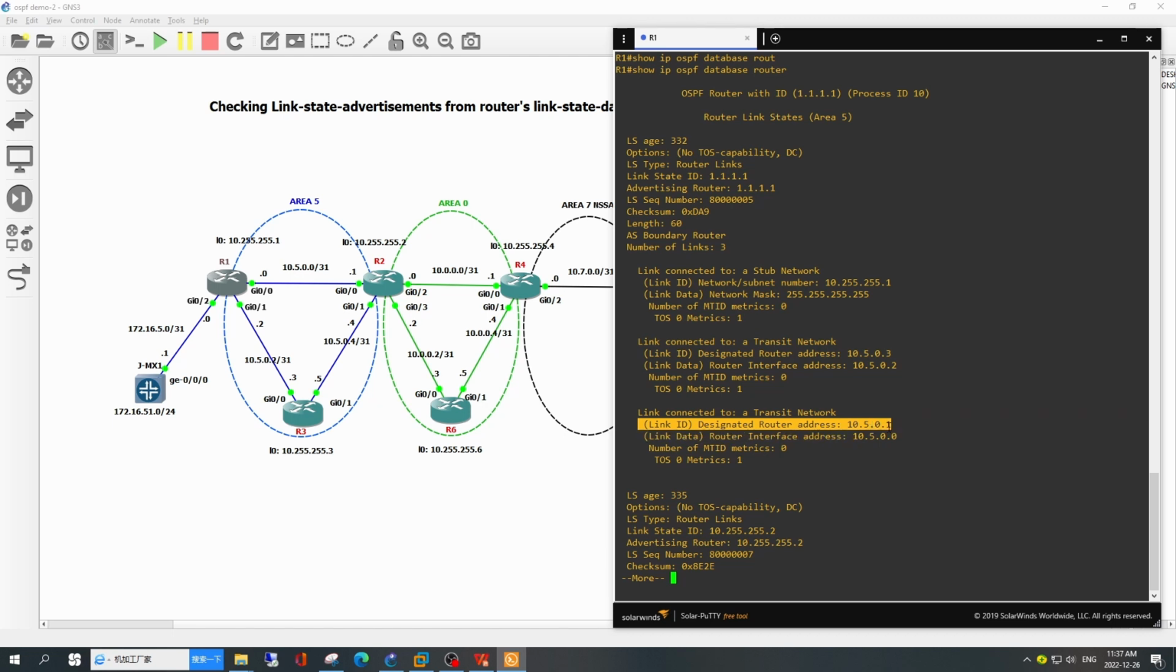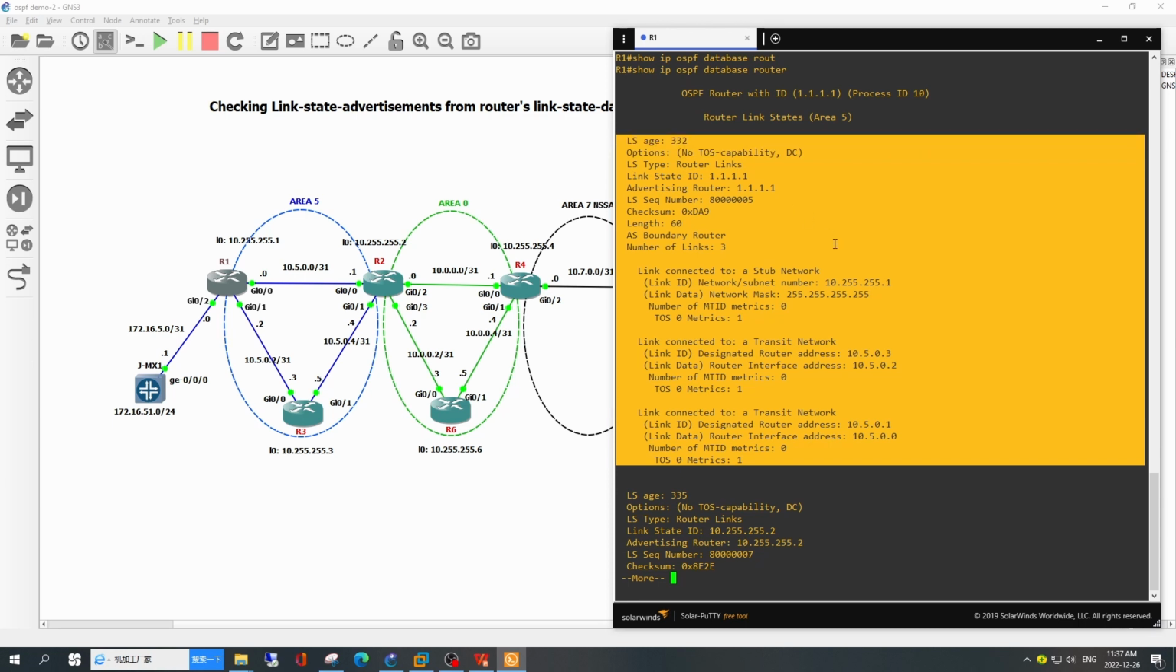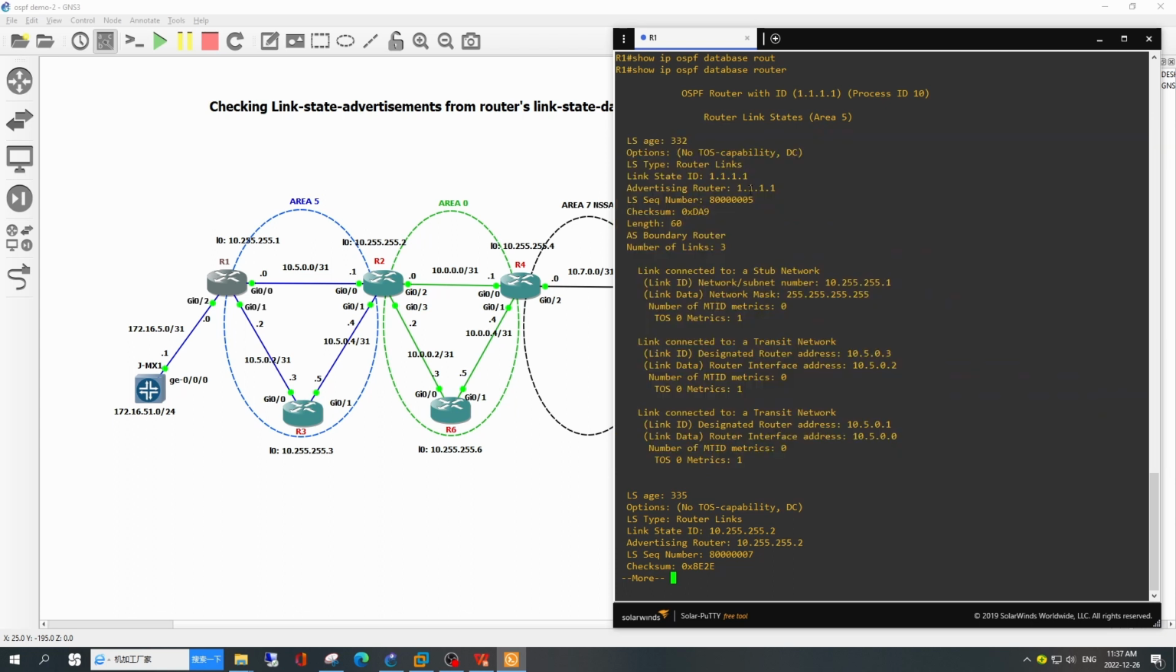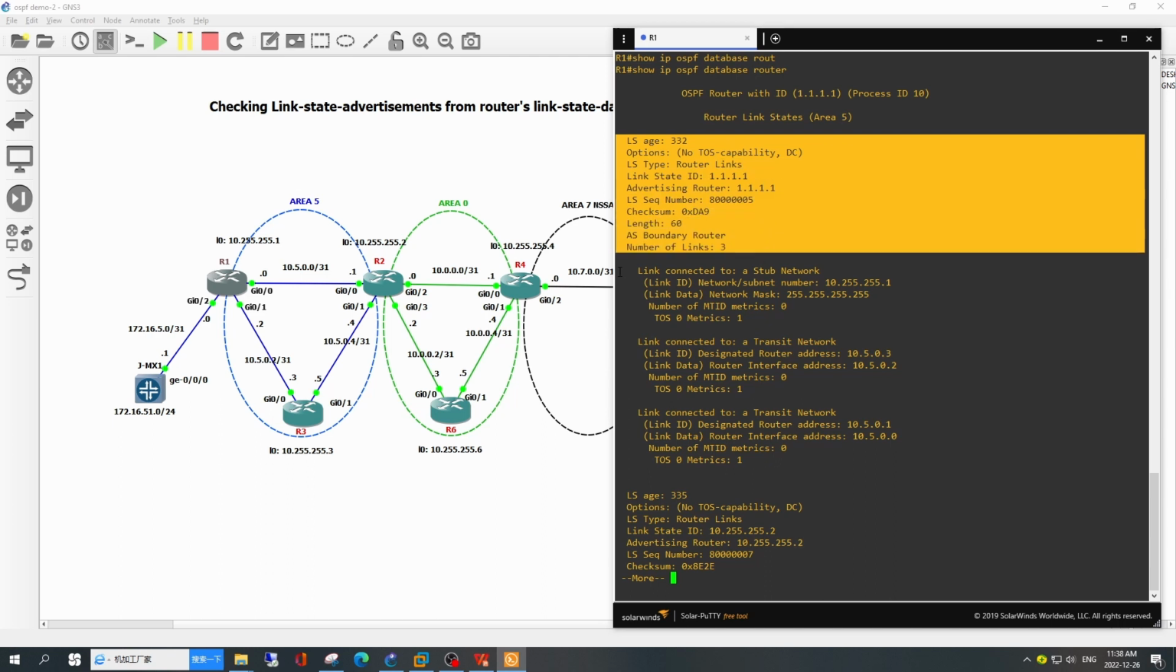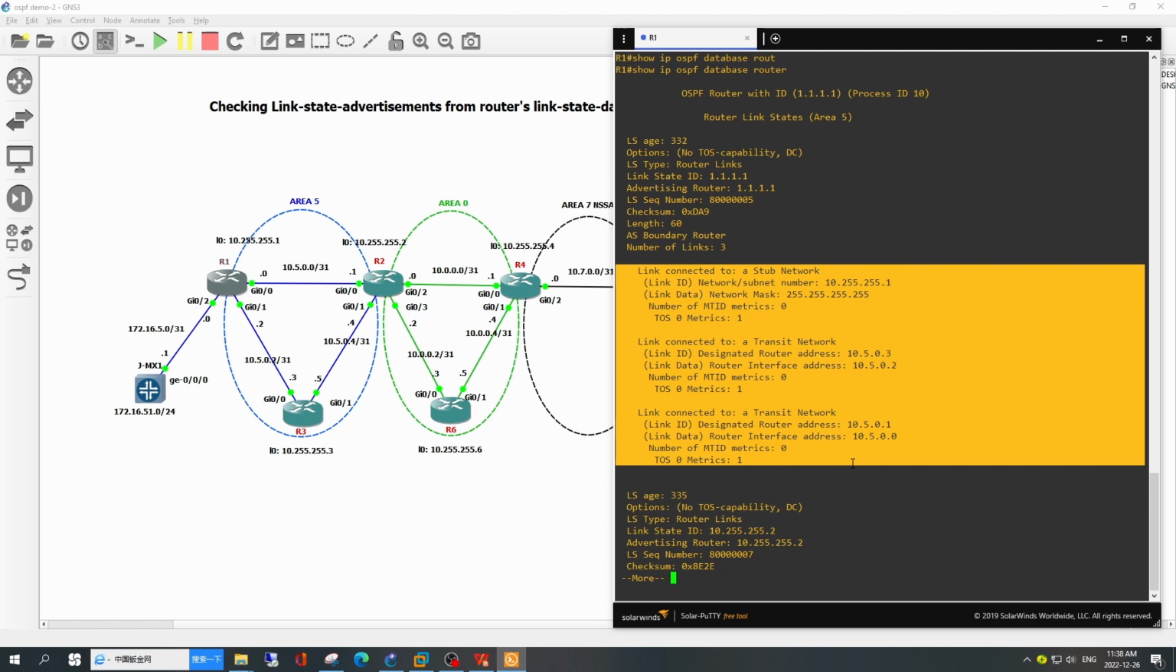IP address. Designated router IP address is 10.5.0.1. That's R2's IP address on this specific broadcast network. So that's the DR. So that's one of the type 1 router link states LSAs advertised from R1. First he has to present himself, using a link ID, right? Under this link ID, they have to list all the links which participate in OSPF, just here.